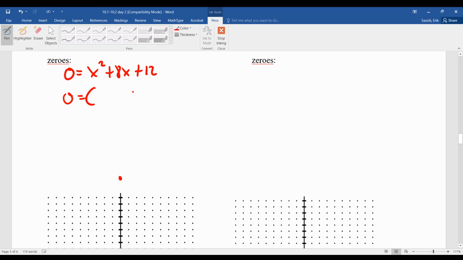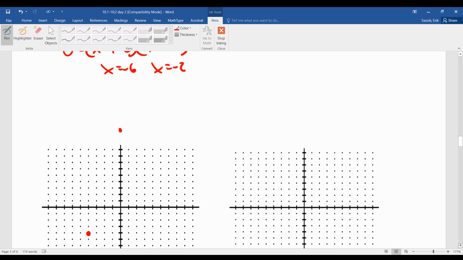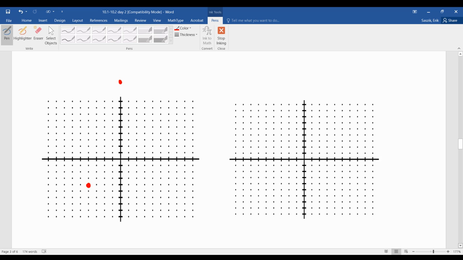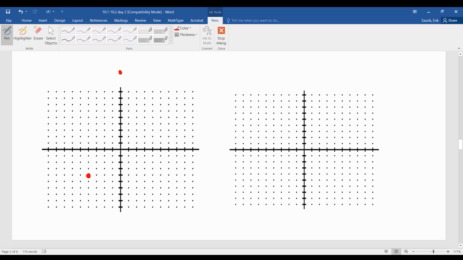And we can factor this as well. Remember, if it doesn't factor, you might have to use the quadratic formula. This is going to be 6 and 2. X equals negative 2, x equals negative 6. So I'm going to go to my graph here. Negative 6, 1, 2, 3, 4, 5, 6. Negative 2. Okay. And we about have it. Here's my axis of symmetry.